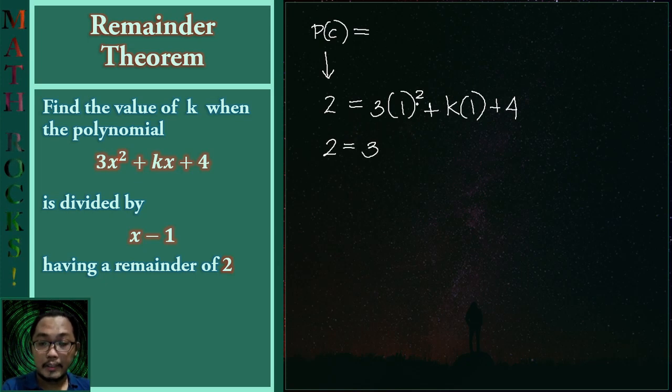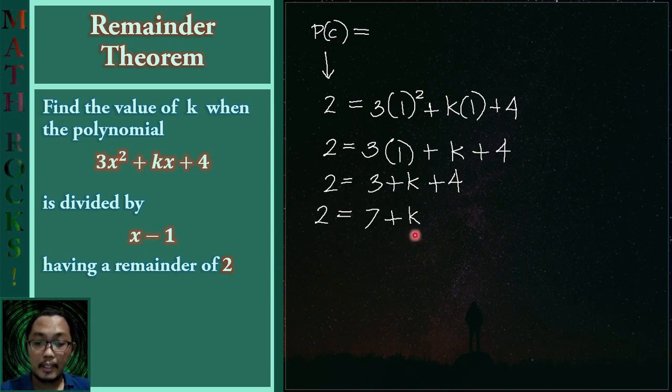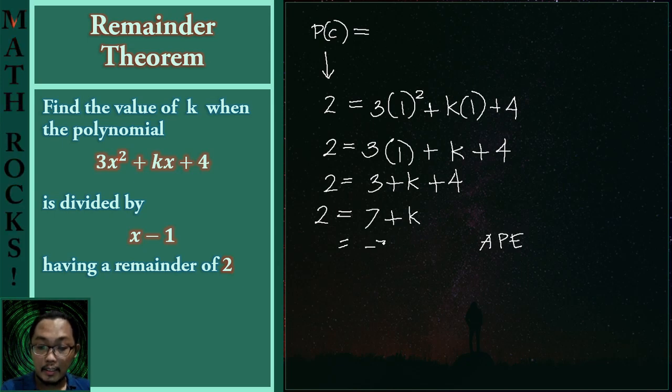Having this 1 raised to 2 first, which has the value of 1, and now k times 1, it gives us k. Next, we have here 3 times 1, which happens to be 3, but here we still have to combine these similar terms. 3 plus 4 gives us 7. Since our goal here is to find the value of k, k must be isolated on this side of the equal sign, and we must apply the APE for that. Adding the negative 7 to both sides of the equal sign, it gives us the value of k, which is negative 5.